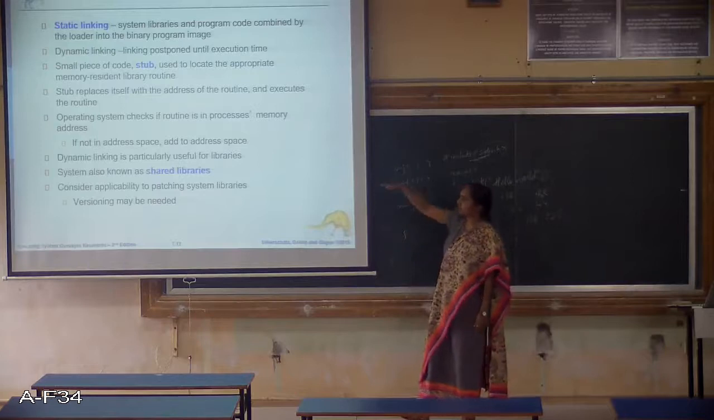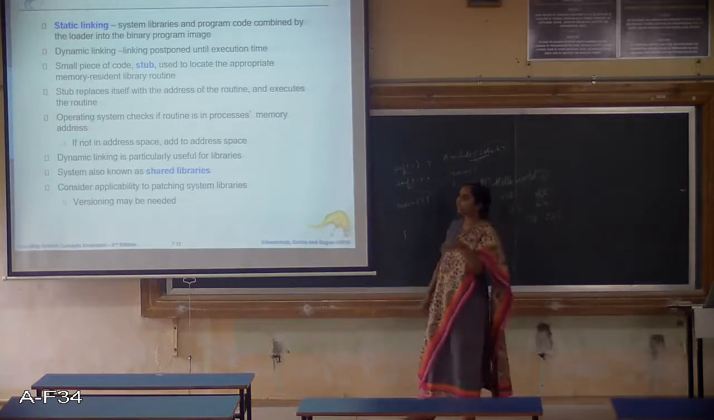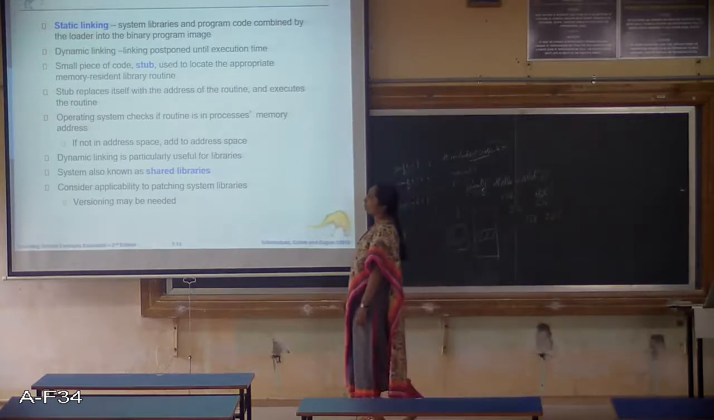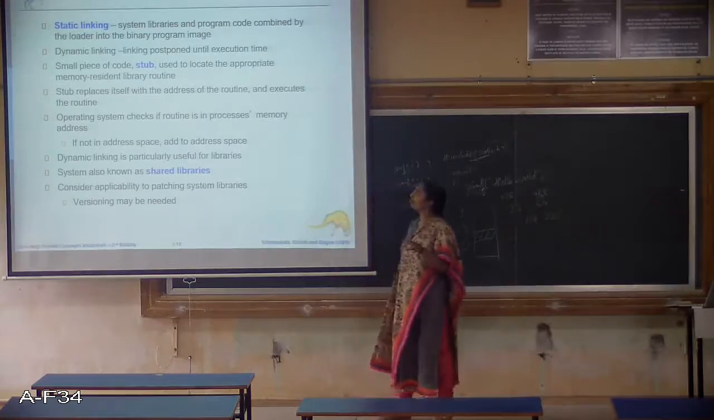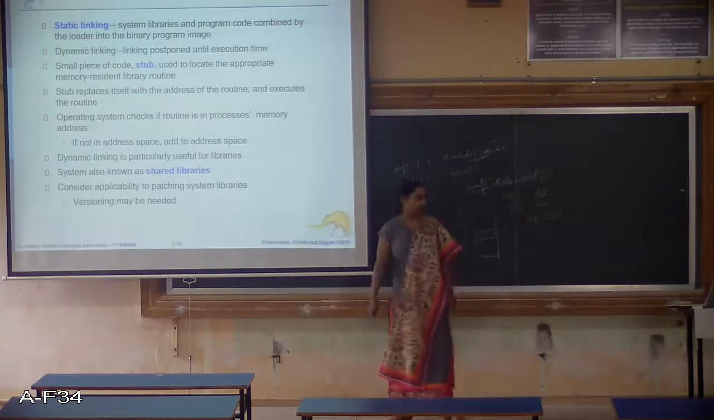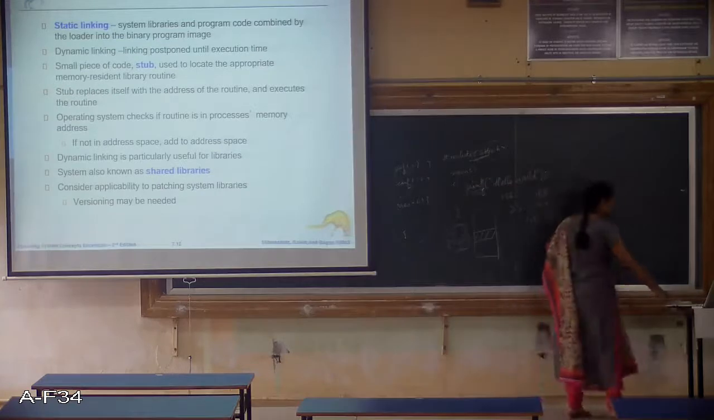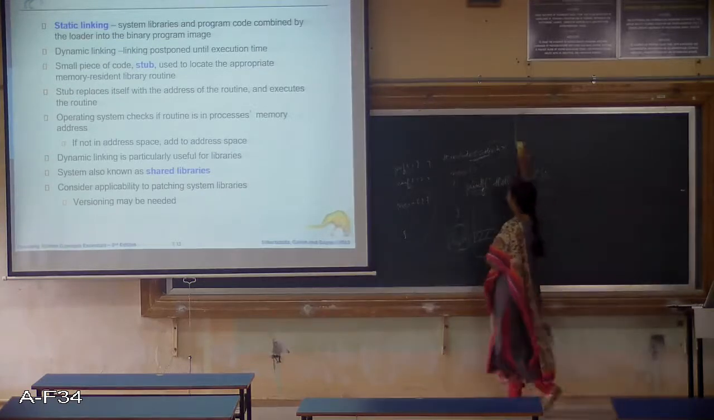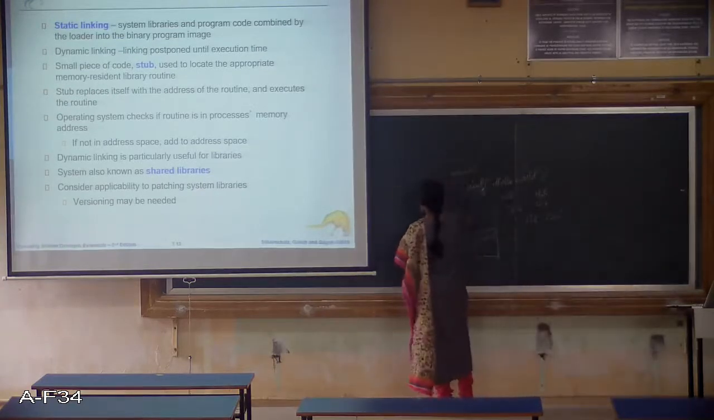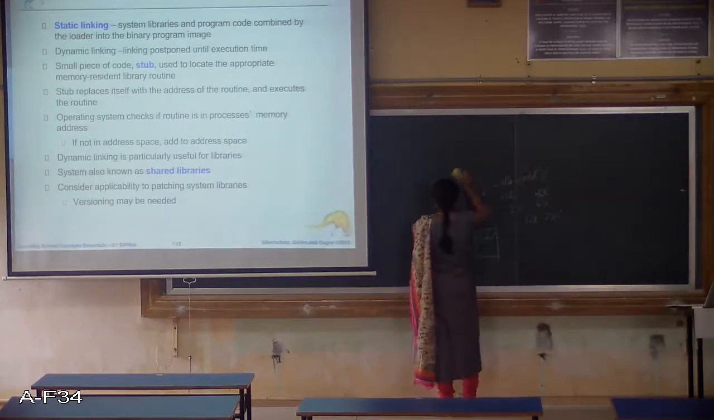Whatever you are doing with the system, those system operations require system calls to be made, and a system call will wake up some module of your operating system to be executed. That is what dynamic linking is, and it takes place at that time. A small piece of code, a stub, is used to locate the appropriate program code.